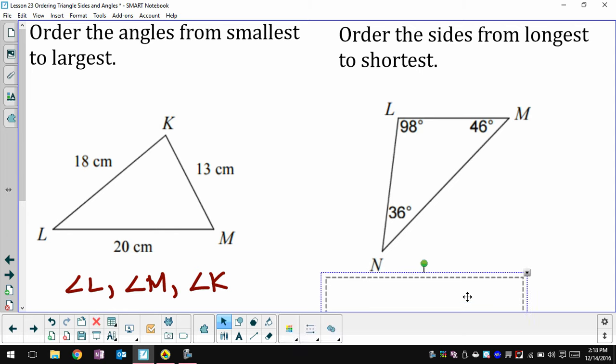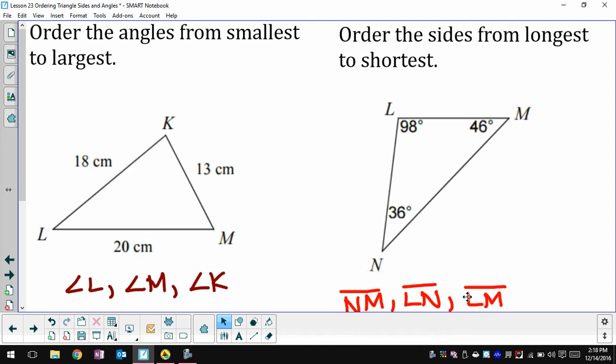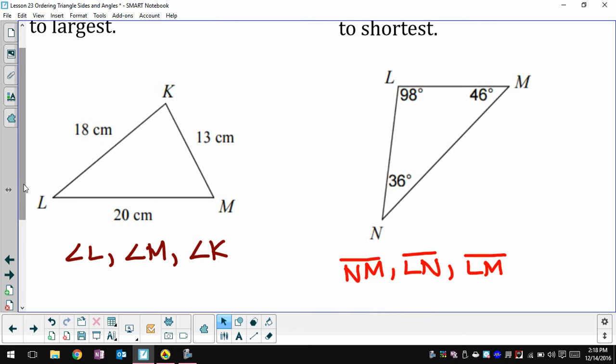And the second one, I want my sides from longest to shortest, so I need to find my biggest angle, which is angle L, 98 degrees. So MN, or NM, whichever way you wrote it, is the longest side. N is 36 degrees, so LM is the shortest side.